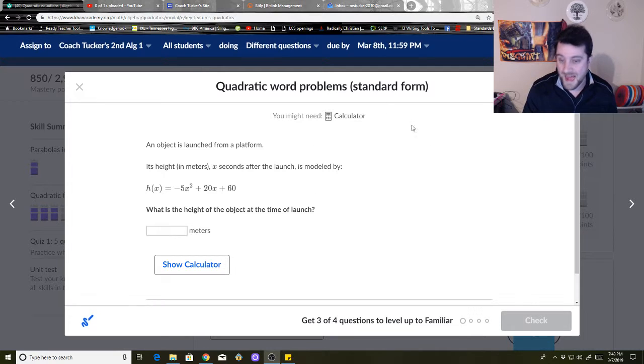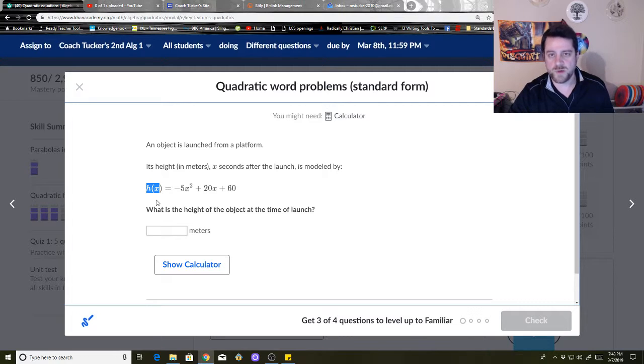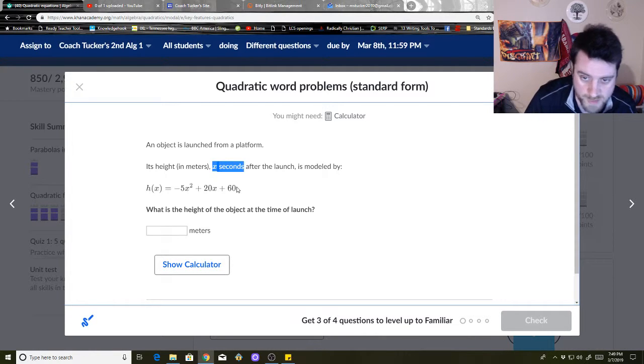So if you think about it, we're talking about a height here, so the thing's being launched, it's like this. Height is going to be the functional value, it's going to be the y. So we're looking for a y. So when do we want the y? At the time of launch. So x must be time, and it's time because it says it here, x seconds. So when would it have launched? At 0 seconds. So what is the height at 0 seconds? Well, then we just figure it out.